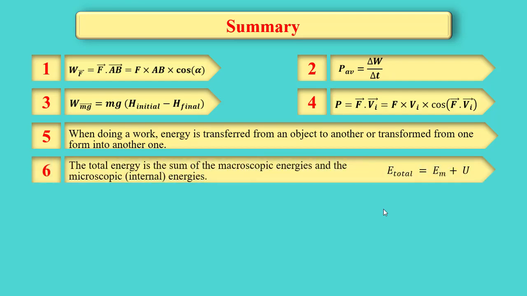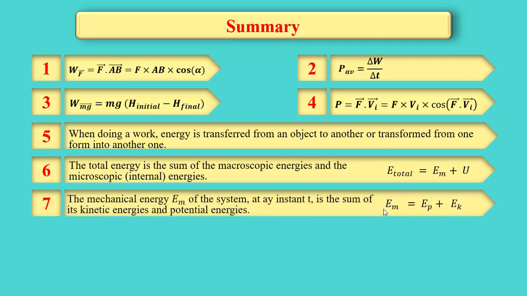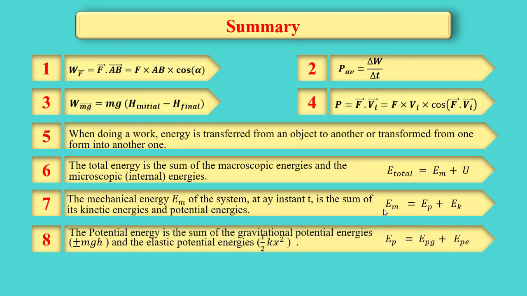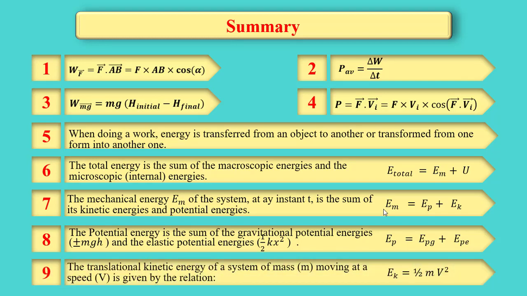The total energy is the sum of the macroscopic energies and the microscopic energies. The mechanical energy is the sum of potential energies and kinetic energies. The potential energy is the sum of gravitational potential energies, which is plus or minus mgh, and the elastic potential energies, half kx squared. The translational kinetic energy of a system is given by half mv squared.